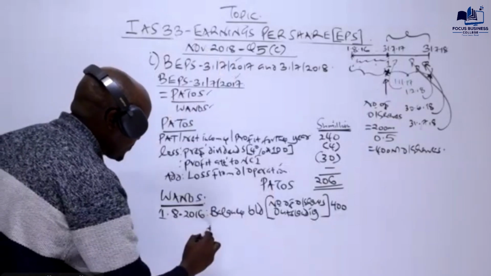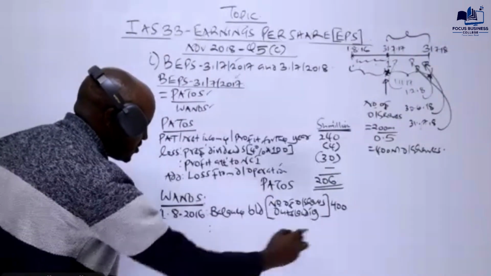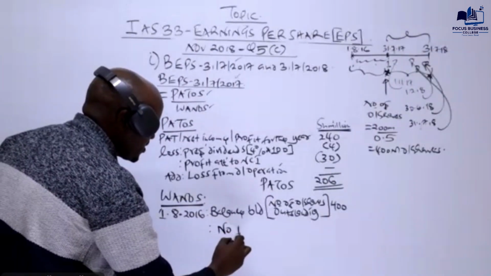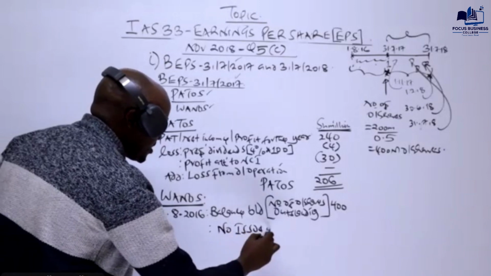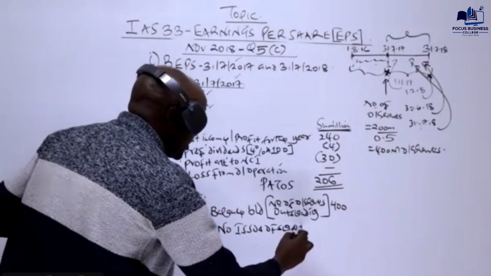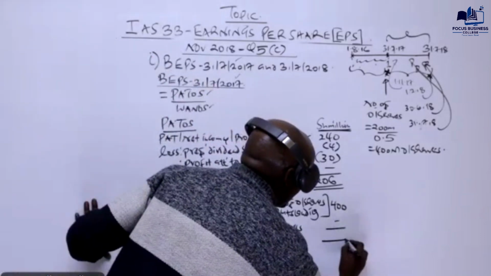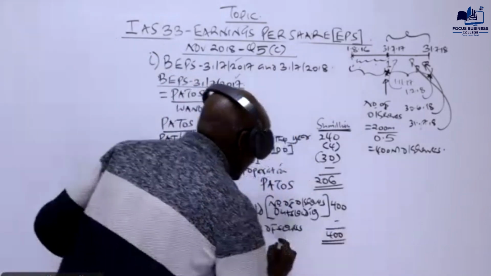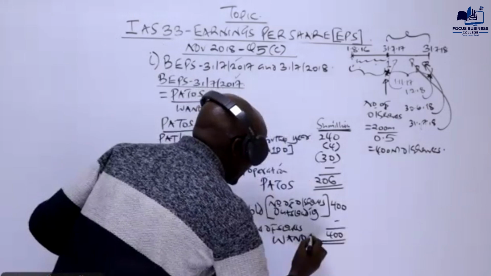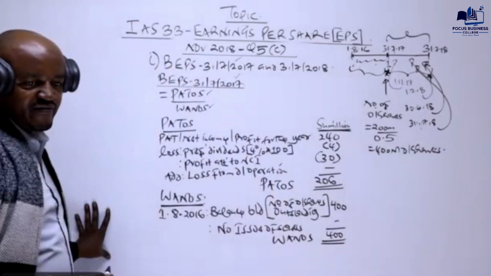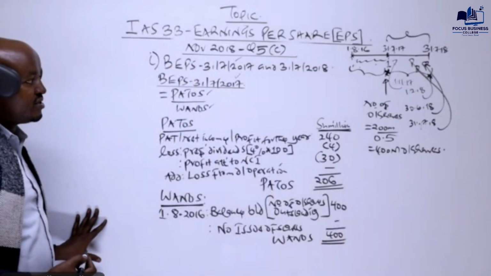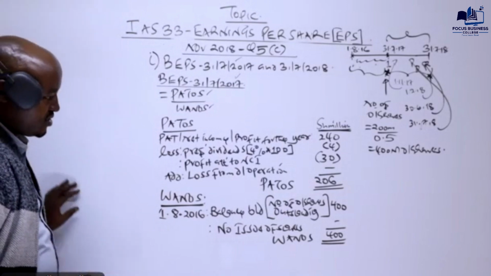And then in this case, we have said we add the shares which were issued during this year. So in our case, we know there was no issue of shares during this year. There are no shares which were issued. Basically, what that means is that the one-offs remain the same. The weighted average number of ordinary shares will be 400 million. Are we together up to that point?